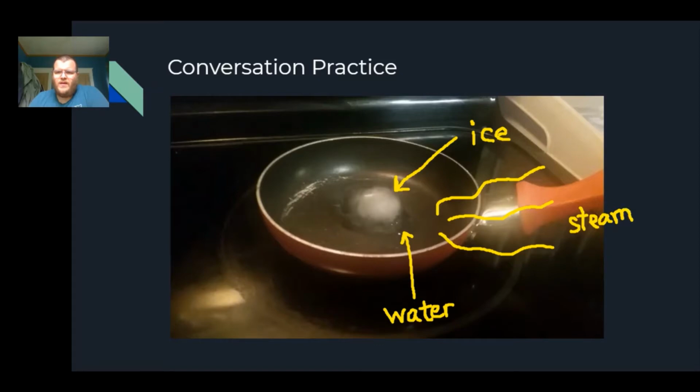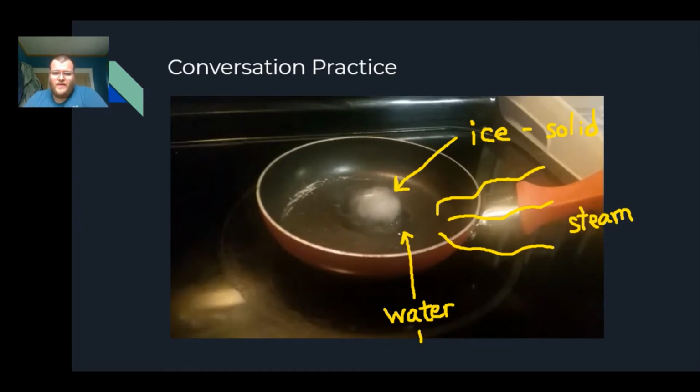So here we have water in three forms. This is called states of matter. So the ice is a solid. That means it's hard. It has a shape. And even when you break it, it still has a shape.